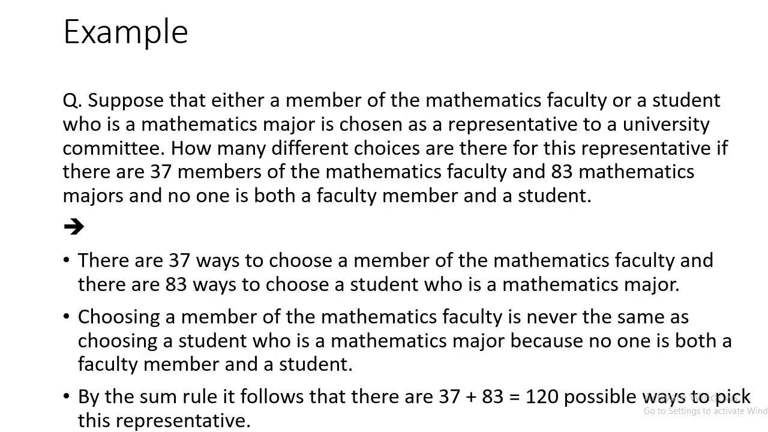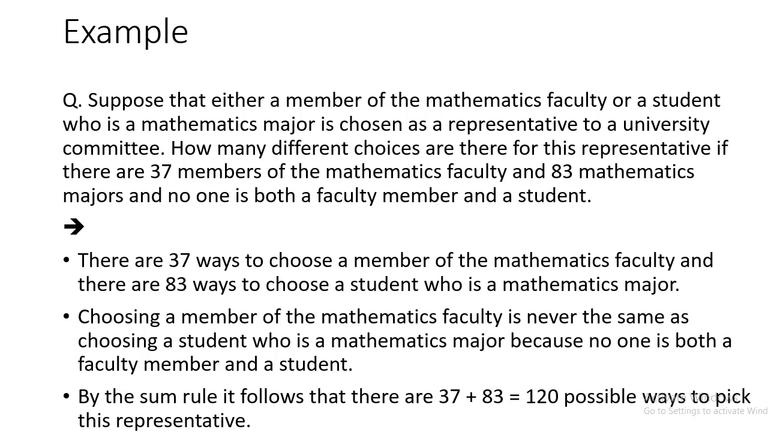Now, choosing a member of the mathematics faculty is never the same as choosing a student who is a mathematics major, because our condition is there, no one is both a faculty member and a student. That's why, by using the sum rule, it follows that there are 37 plus 83, which is equal to 120 possible ways to pick this representative.